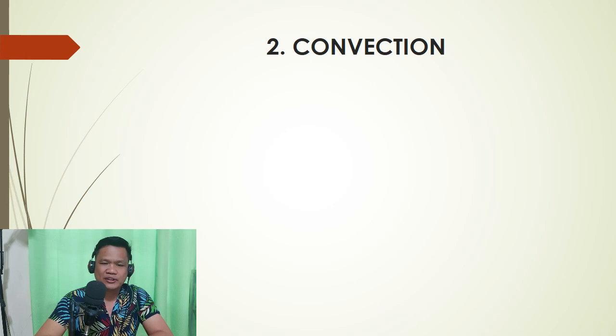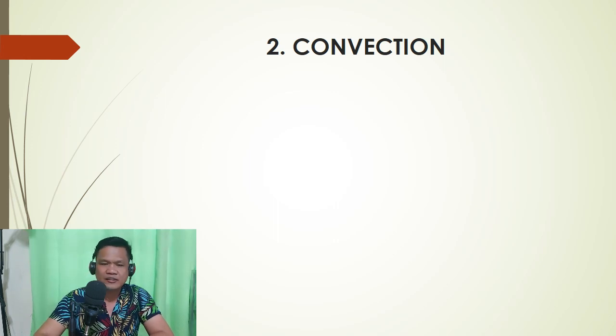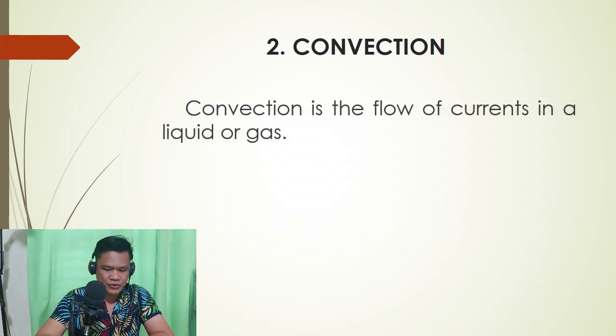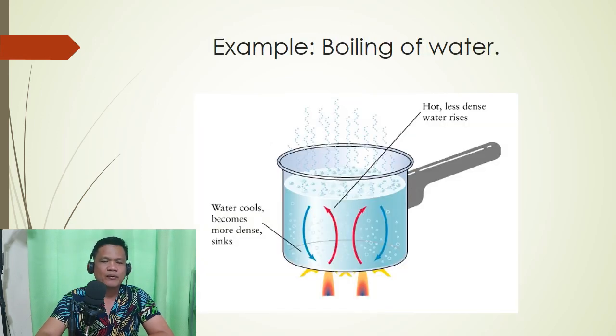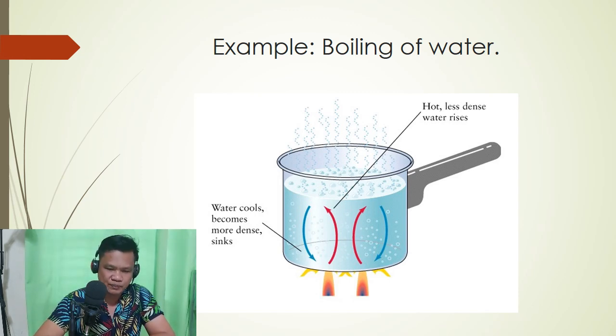The second mode of heat transfer is what we call convection. Convection is a process where heat is transferred by a moving fluid. So in convection, there is a flow of currents in a liquid or gas. What is this flow of current? I have here an illustration, an example, which is boiling of water.